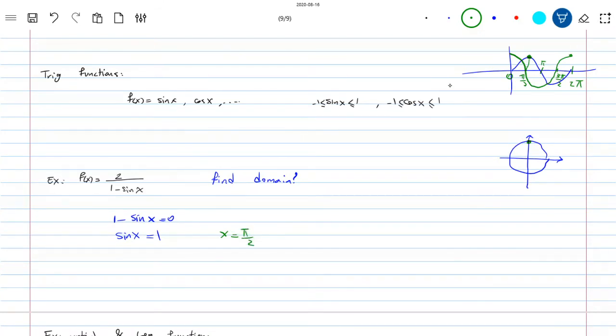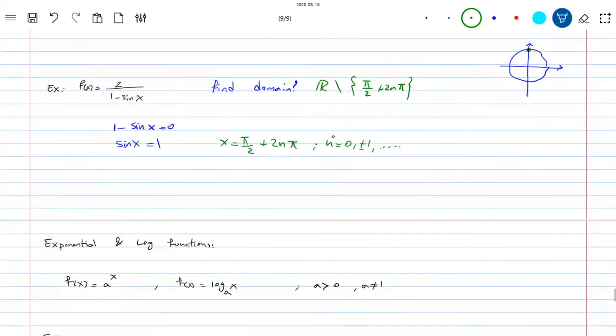And since sine is a periodic function, for every 2 pi, plus 2 pi n, 2n pi, you can write it. N is an integer, belongs to z. Maybe you should write it as n equals 0, plus or minus 1, and so on. So what is the domain? Domain is all real numbers except pi half plus 2n pi. Make sure that you refresh your memory on trigonometric functions. They're very useful for our work.